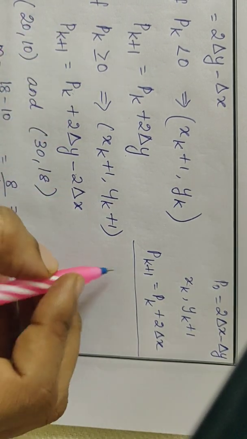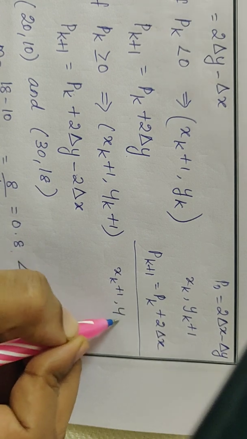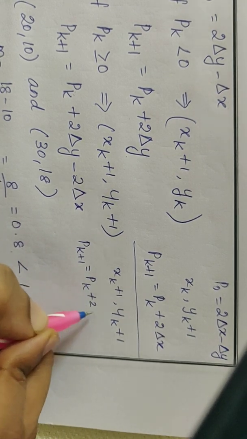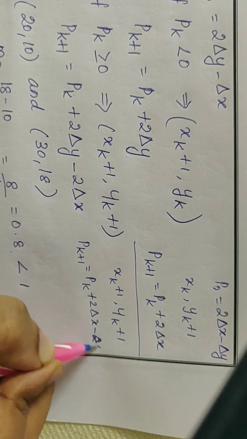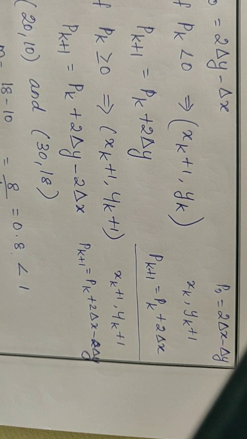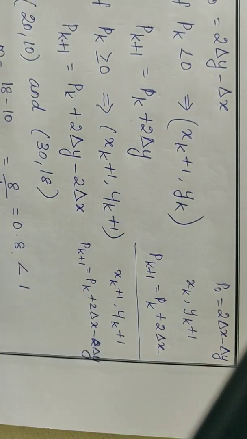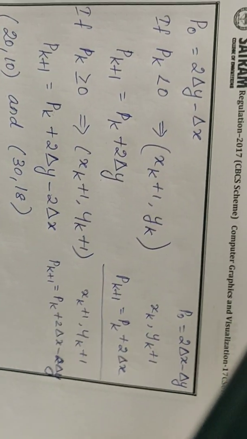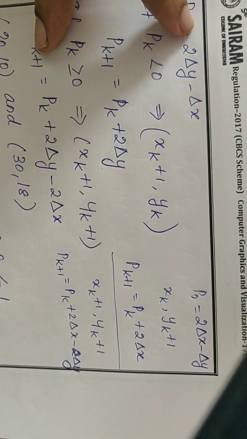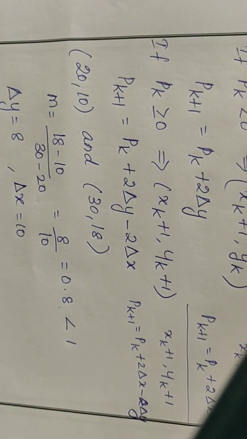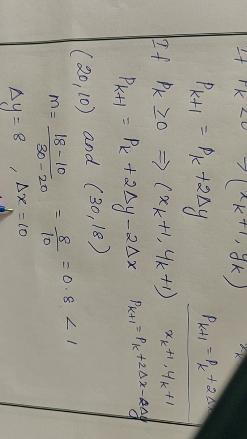And for the next case, if pk value is greater than or equal to 0, both xk and yk are incremented by 1. What about pk plus 1? Pk plus 1 is equal to pk plus 2 delta x minus 2 delta y. Just the reverse. So you should be very careful which set of formulas you have to use. That is based upon the m value. If m is less than 1, you have to use this. If m is greater than or equal to 1, you have to use this set of formulas while doing the numericals. Now I have calculated the difference of y and difference of x.